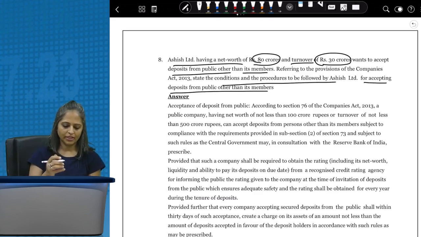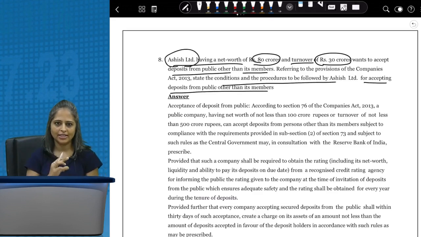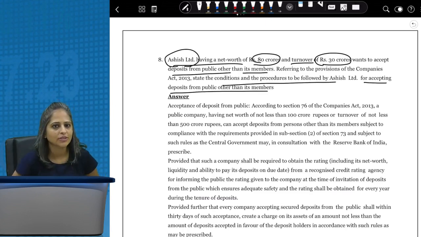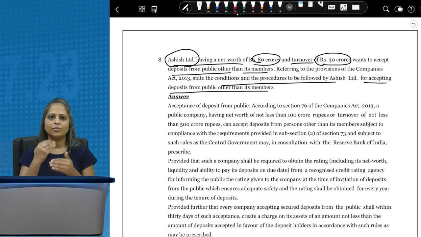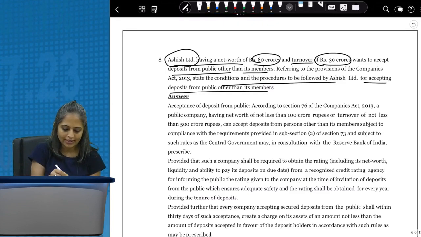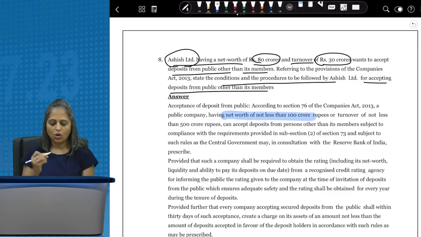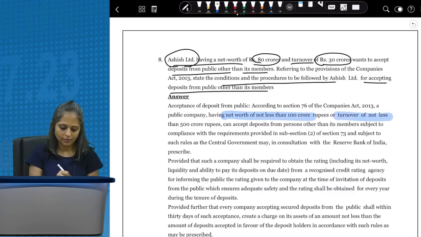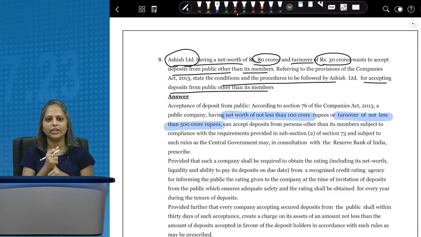it's a limited company, so it can accept deposits. But what does the topic of acceptance of deposits tell you? That if you want to accept deposits from the public, you need to have a net worth of not less than 100 crores or a turnover of not less than 500 crore rupees. Only if you have a net worth of more than 100 crores or a turnover of more than 500 crores can you accept deposits from the public. Otherwise, you cannot accept the deposits from the public.